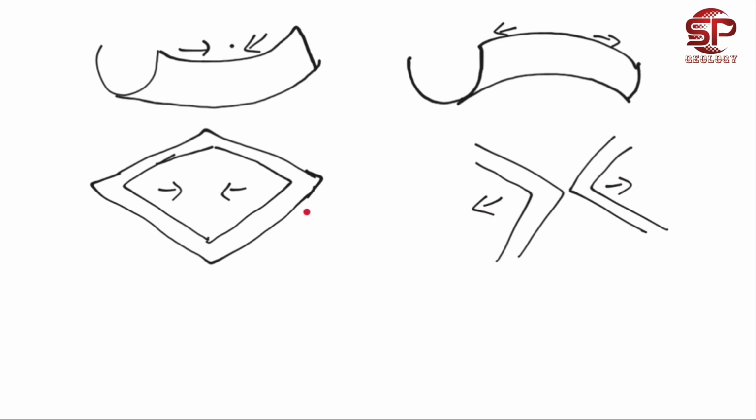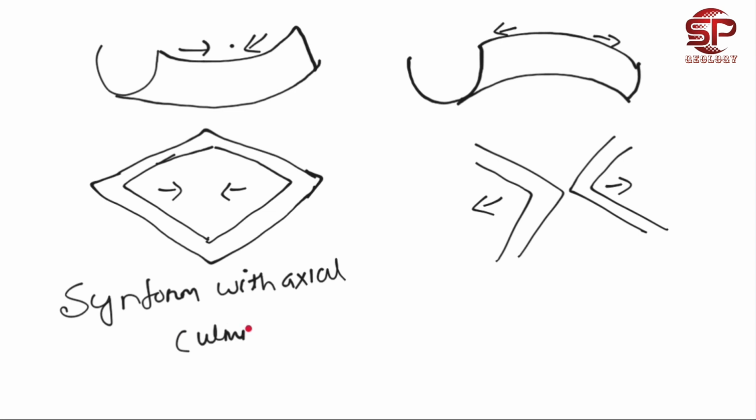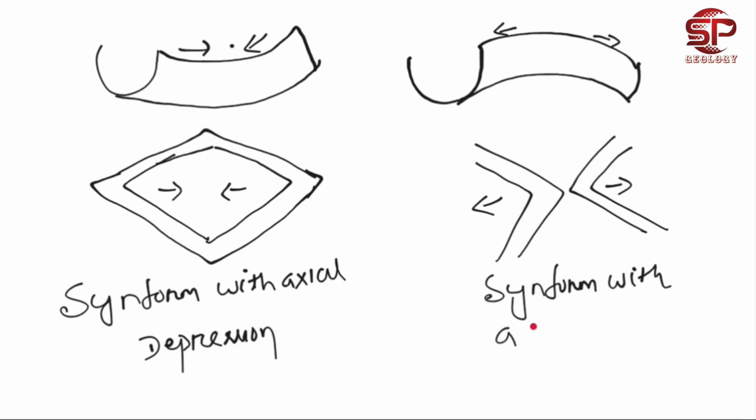The arrow mark indicates whether it is a culmination or depression. If the arrows are towards each other, that is depression; if the arrows are away from each other, that is culmination. So this is synform with axial culmination. Sorry, axial depression. This synform with axial culmination.